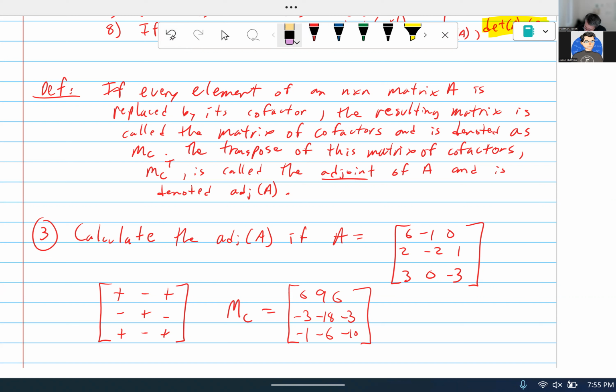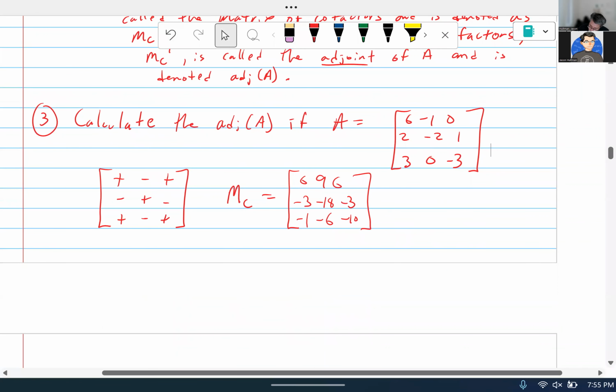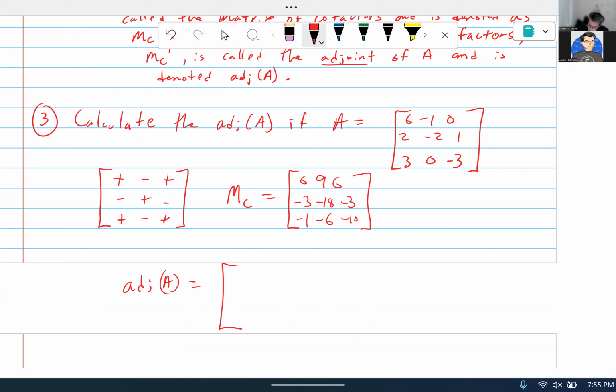Okay, and so that is MC. We don't have the adjoint yet, because we would need to transpose this. So the adjoint of A would be the transpose. Remember, whatever is my first row becomes my first column. So that's 6, 9, 6. My second row becomes my second column, -3, -18, and -3.